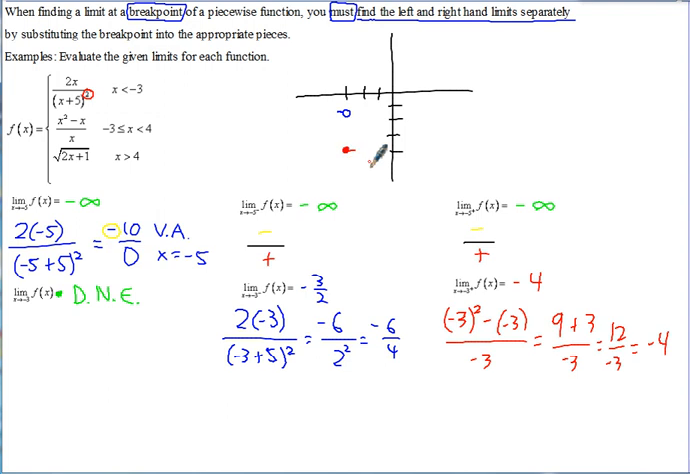And you can see these two functions don't meet up at -3, that's why the general limit does not exist. All right, let's take a look at a few more with the same function.